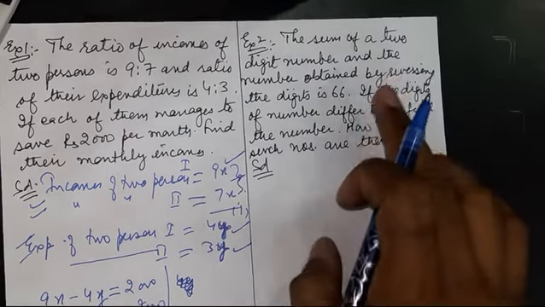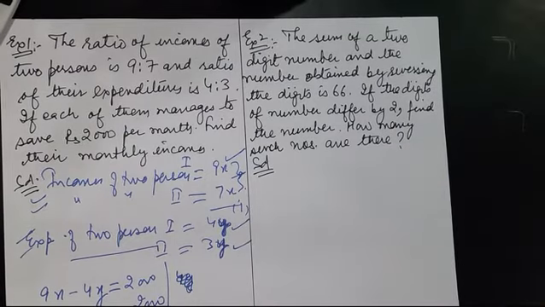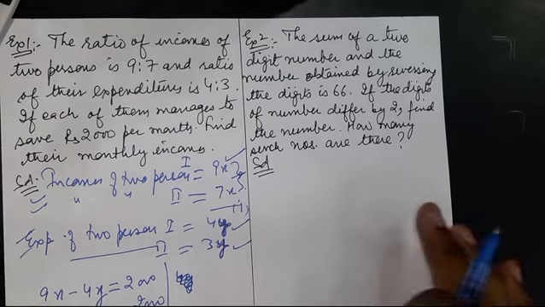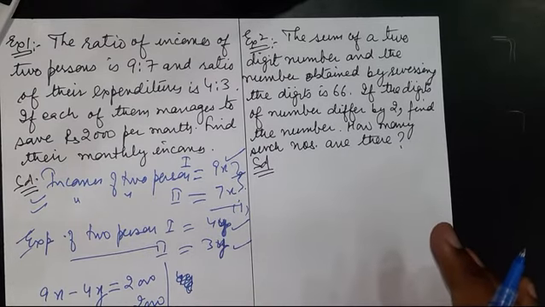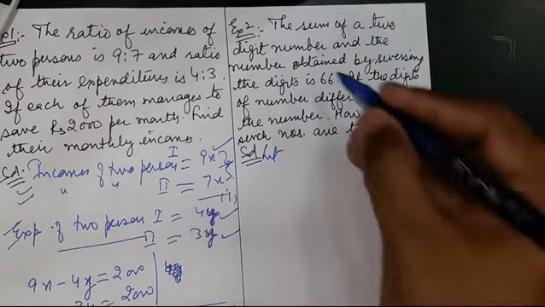Now come on to the second part of the second question. The sum of a two-digit number and the number obtained by reversing the digits is 66. If the digits of the number differ by 2, how many such numbers are there? So very good example it is. In such types of examples, what you can do is, a two-digit number is there.